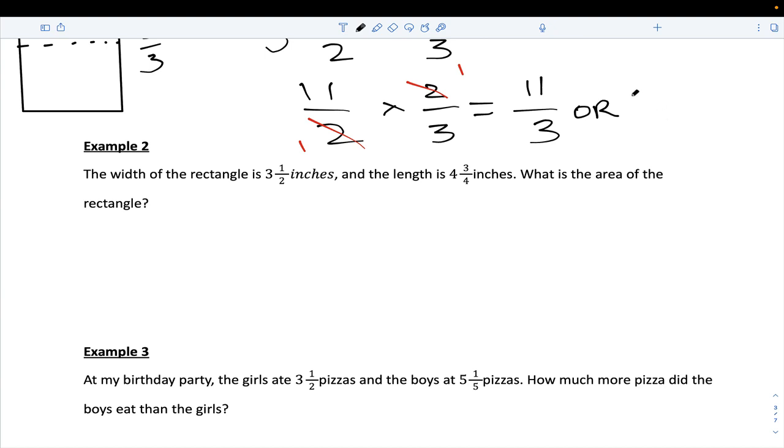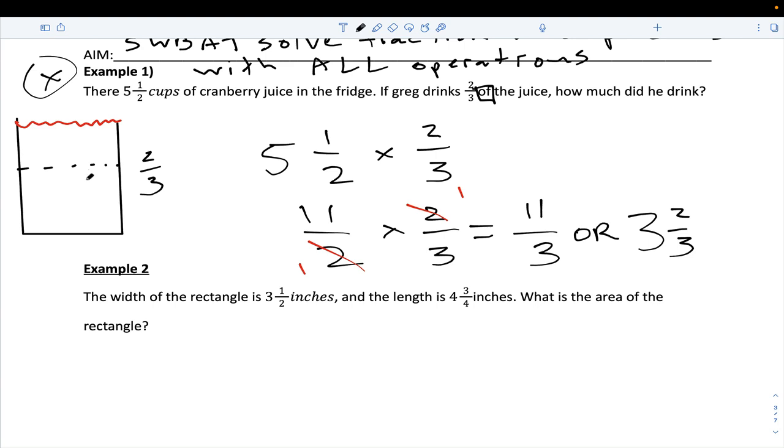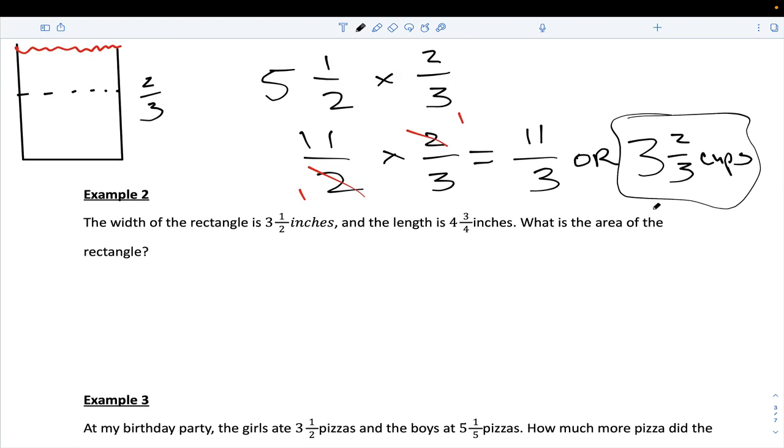Jenica, keep going if you got it. Great. Label it for me, Kenley. 3 2/3 what? Cups. Yeah, cups would be the most accurate label. I'd also accept juice, but 3 2/3 cups is what we're talking about. Same turn. Make sure you have board or paper.